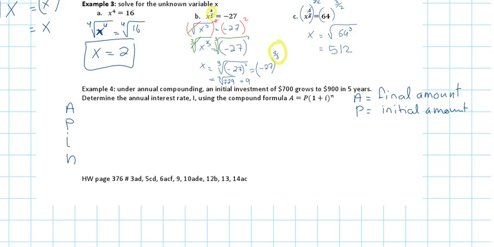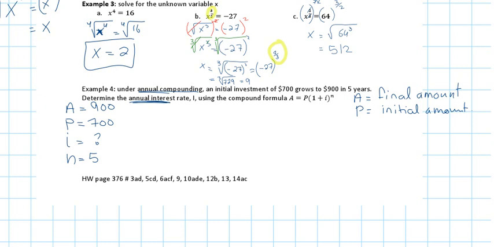700. What's my final amount? What's I? That's a question mark. I don't know what I is. What's N? 5. In this case, it's an annual interest, so it's compounded annually, which means I don't have to do anything to my interest and my compounding period, right? If it's compounded semi-annually or monthly or whatever, then I have to deal with it. But in this case, I don't have to.